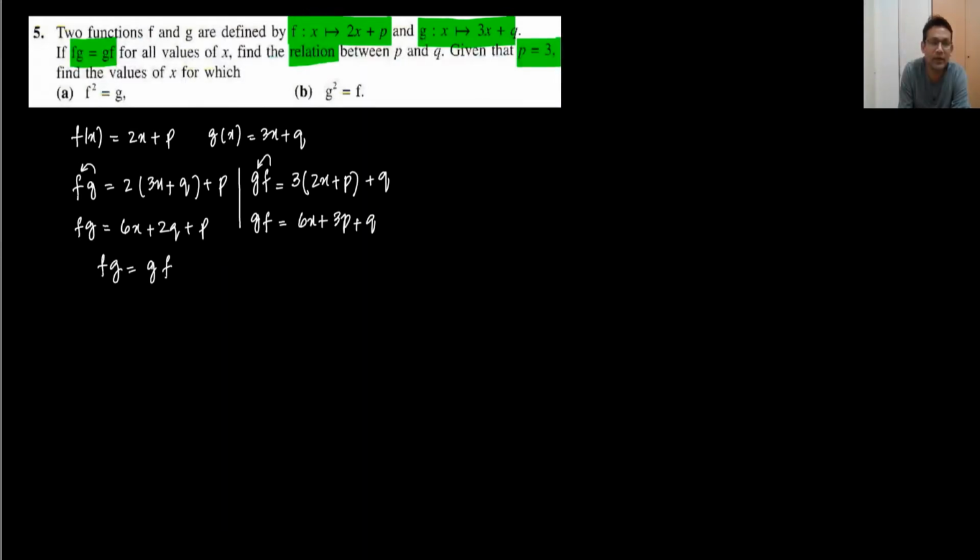So we can write 6x plus 2q plus p is equal to 6x plus 3p plus q. When we move, this 6x and 6x will be cancelled out, and we need to write the relation between p and q. So it is up to you.